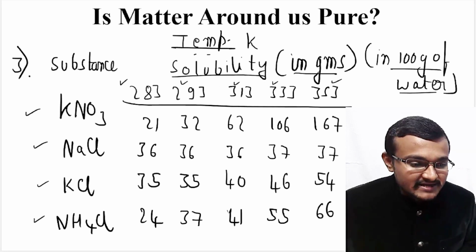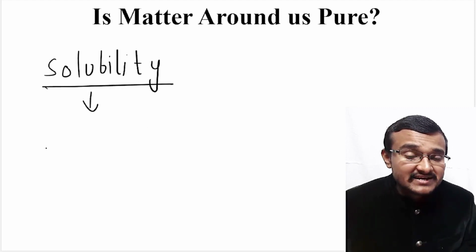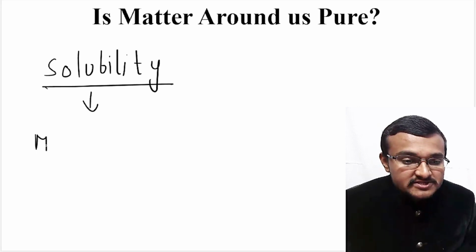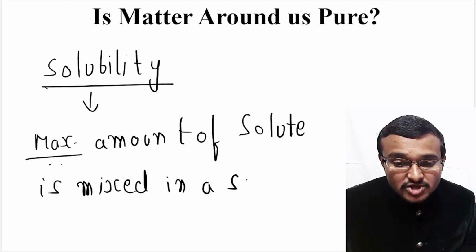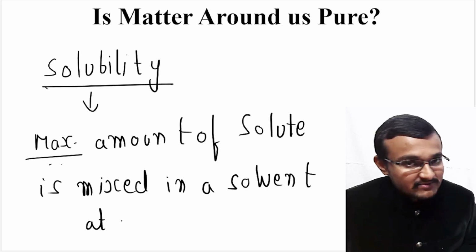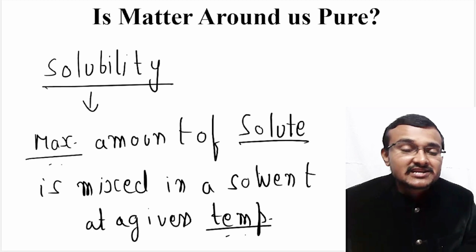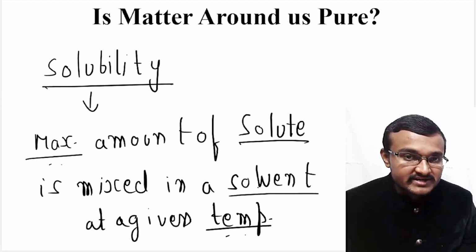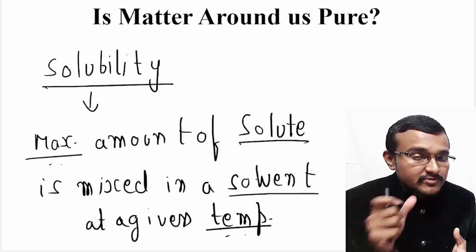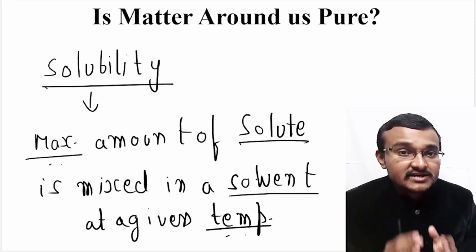So what do you mean by solubility? I have explained this in my previous video. Solubility is the ability of a solvent to dissolve a solute, where the maximum amount of solute is mixed in a solvent at a given temperature. At different temperatures solubility will be different. At a given temperature, the maximum amount of solute that a particular solvent can dissolve is the solubility of that solution.